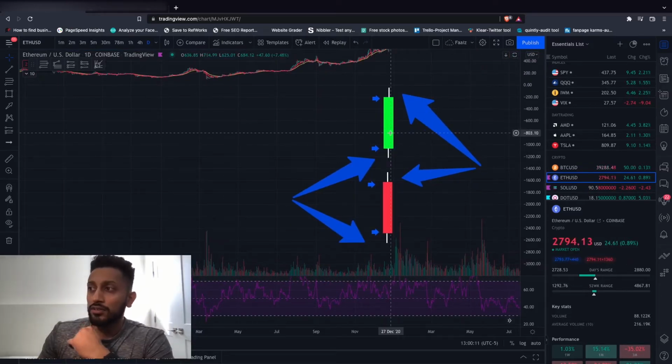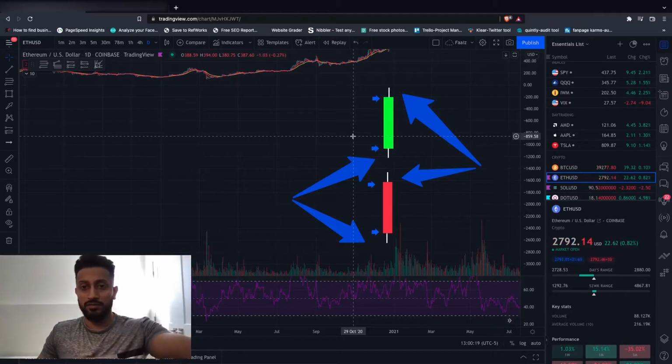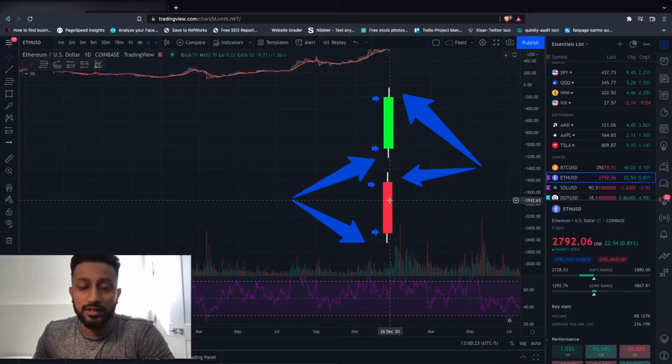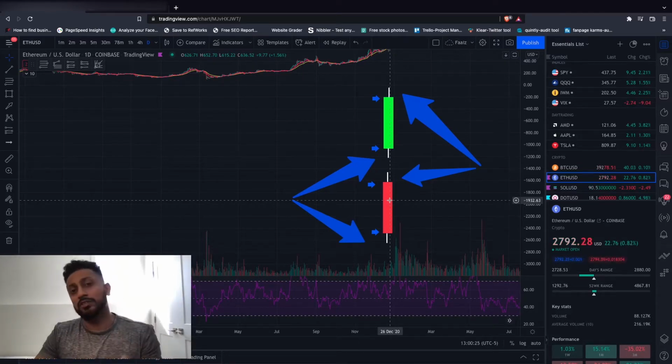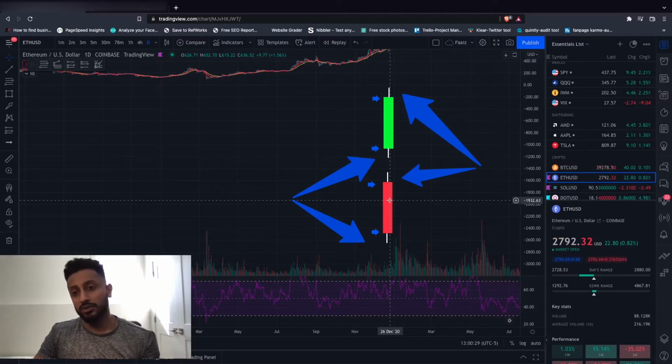Now, a green candle means that the price where it started during that time frame versus where it ended during that time frame was higher. So it moved up during a certain time frame. Whereas a red candle shows the complete opposite. It means the price was up at the start of the time frame and then it went down towards the end of the time frame.